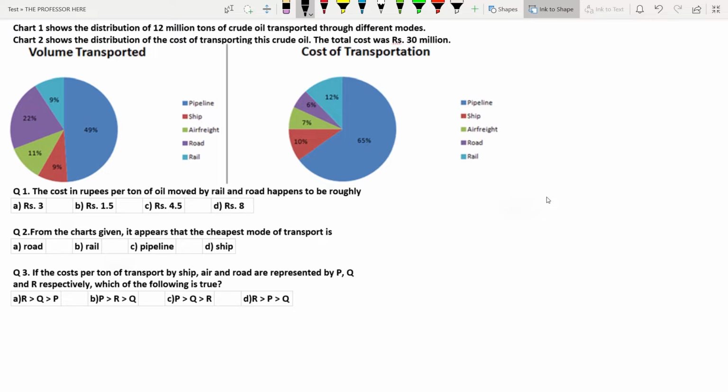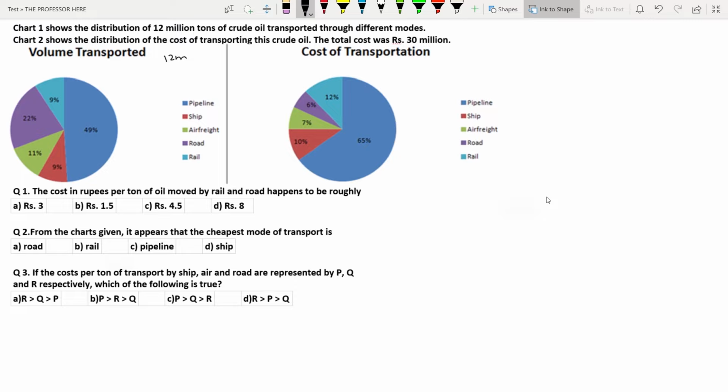Chart 1 shows the distribution of 12 million tons of crude oil transported through different modes. Chart 2 shows the distribution of the cost of transporting this crude oil. The total cost was rupees 30 million. So the first chart represents 12 million tons of crude oil which has been transported through different kinds of distribution modes. For example, through pipeline 49% of crude oil was transported. So I hope you understood this chart.